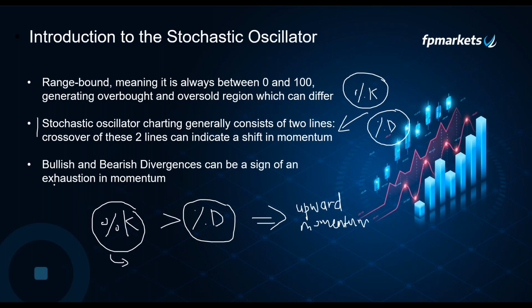Bullish and bearish divergence can be an exhaustion in momentum. The reason is that when we look at bullish divergence, it just means that prices are pushing lower, lower and lower over here, but your stochastics oscillator is actually forming higher lows. What this translates to is that the downward momentum can be waning. That could be an exhaustion in momentum, because prices are forming lower lows, but your stochastics is forming higher lows.